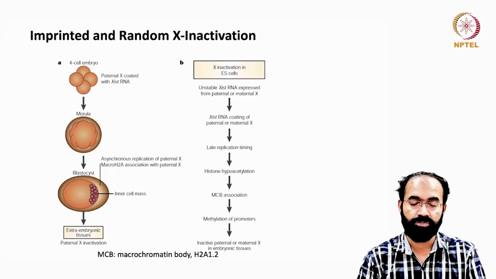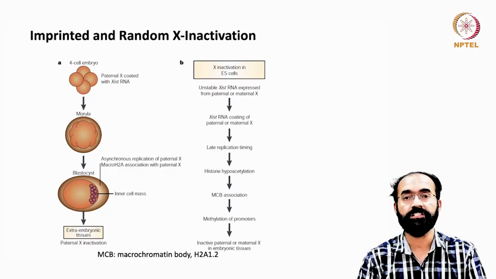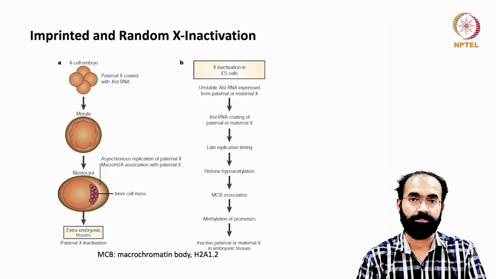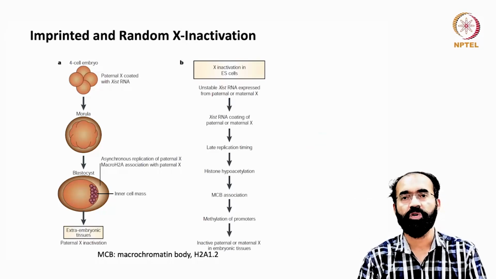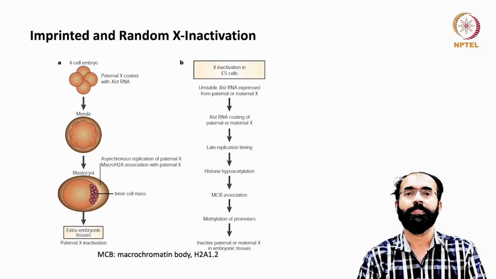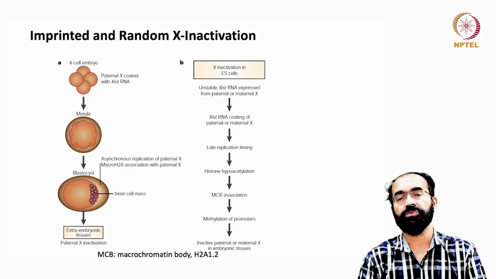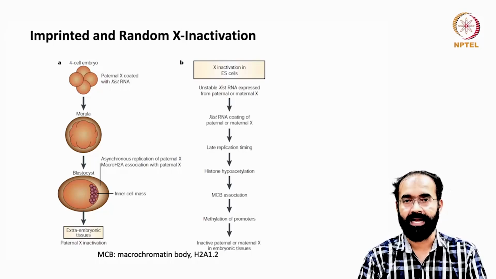and macroH2A chromatin association, and methylation of various promoters or genes present in the X chromosome takes place, and the inactive paternal or maternal X in the embryonic tissues is established. This means in embryonic stem cells either the paternal or maternal X chromosome can be inactivated, whereas in an organism it is constantly maintained up to the extra embryonic tissue that the paternal copy is made inactive.